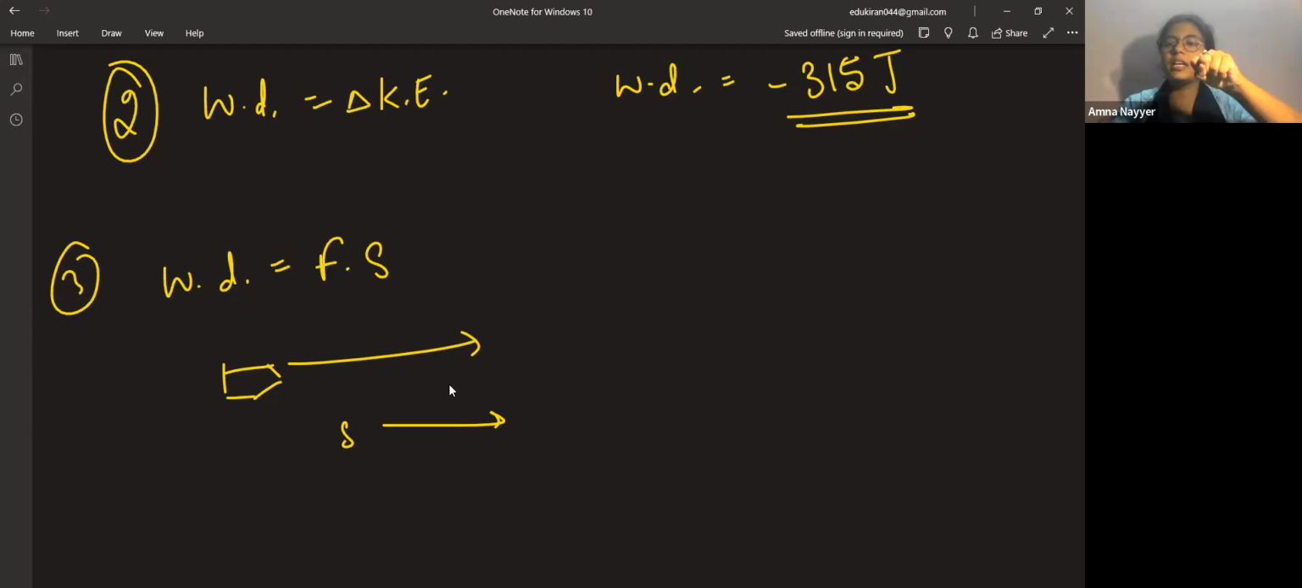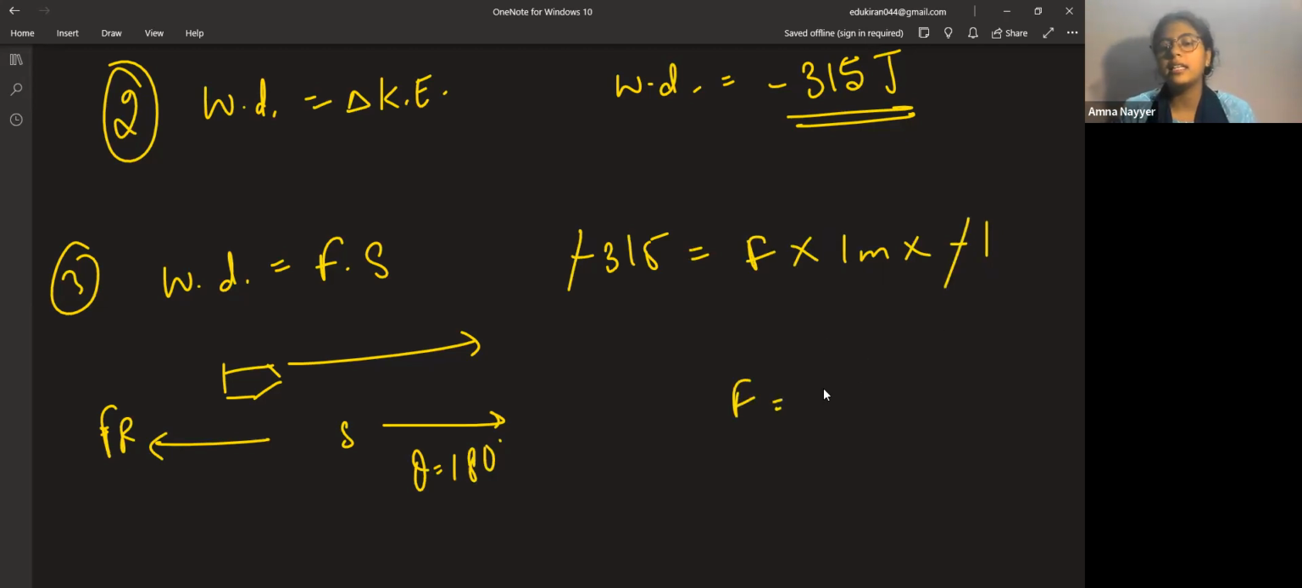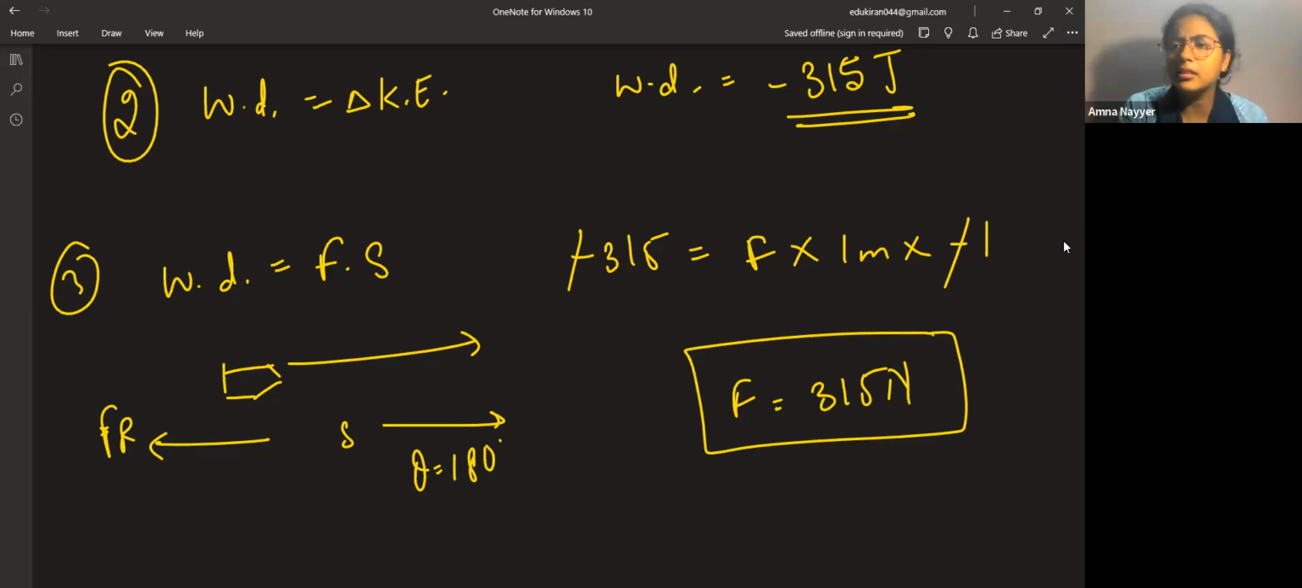If a bullet is moving and the wall is offering a little resistance while it is going inside, so resistance won't be in the same direction. Otherwise, it won't be resistance. It would be facilitation of the movement. Here it is resistance, so resistance will be in the opposite direction. This is the resistive force. So what is the angle? Angle is 180 degrees. So work done is minus 315 joules. Force is F, displacement was 1 meter into cos 180 degrees, which is minus 1. So the minus 1 gets divided, and that becomes 315 newton.